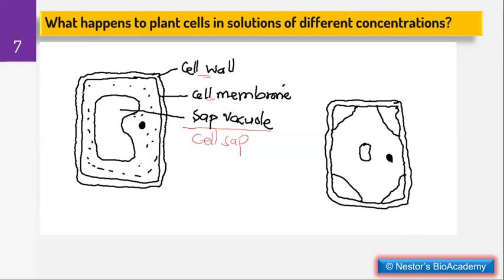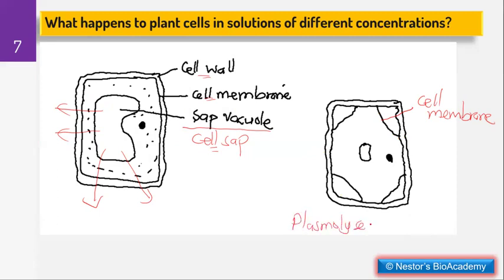So if we take the plant cell and place it in a hypertonic environment, the cell sap is going to be dilute compared to the solution in which it is placed. So due to osmosis, water molecules will move. And as water molecules move from the plant cell, we expect to see the cell membrane, now this is the cell membrane, detach itself from the cell wall. So in this state, the cell is said to be plasmolyzed.